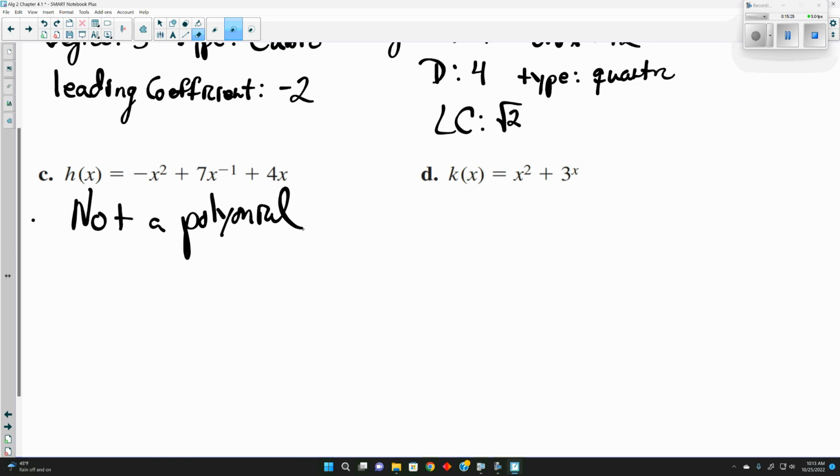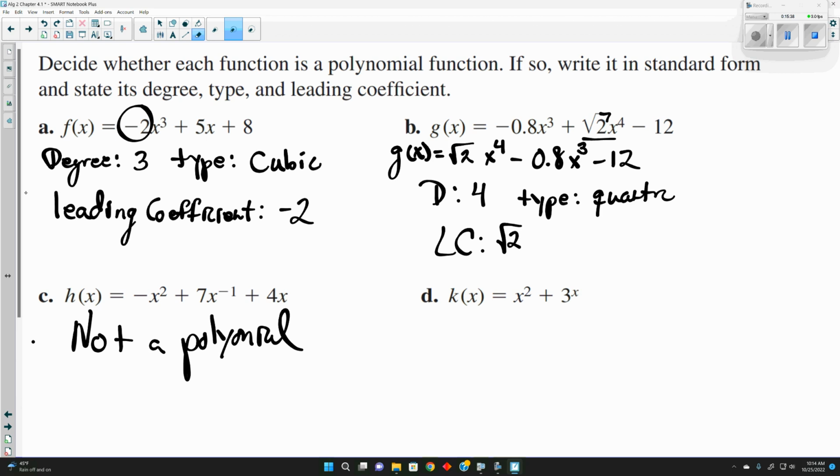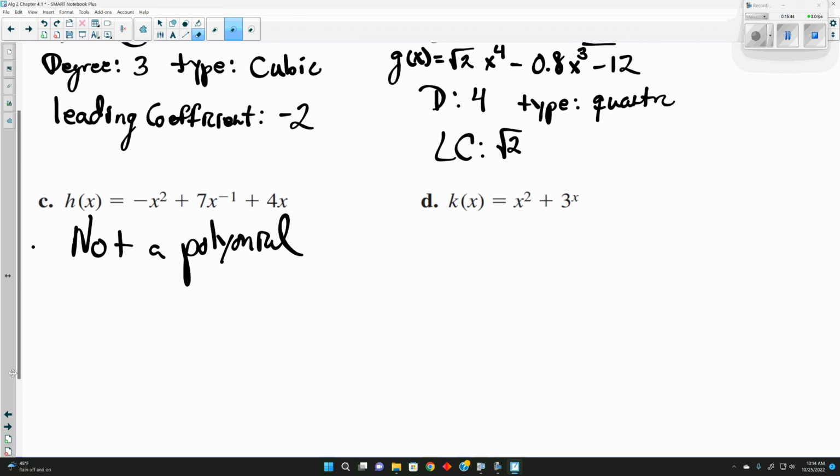For the homework, do you want us to write why it's not, or just leave it? Just leave it. Okay, well, again, let's look at the instructions and see what it said. Decide whether each function is a polynomial function. If so, write all this here. So it's not. So that's all I have to do. Why not? Because we can't have a variable in an exponent. So this is, no, as well, it's not a polynomial function. Questions on this here?